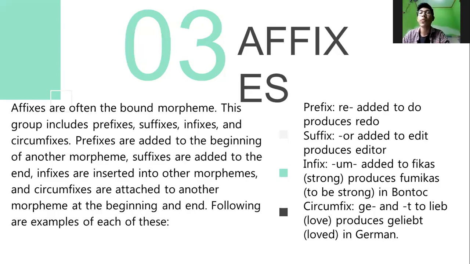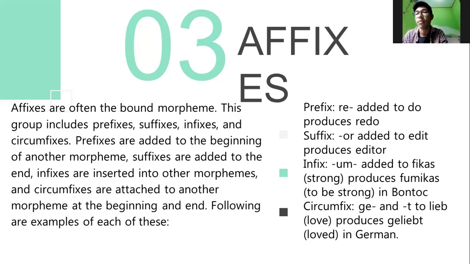Okay, so now we are going to the third part, which is affixes. So as you see, affixes are often bound morphemes. This group includes prefixes, suffixes, infixes, and circumfixes. Prefixes are added to the beginning of another morpheme. Suffixes are added to the end, infixes are inserted into other morphemes, and circumfixes are attached to another morpheme at the beginning and the end. Following are examples of each of these.